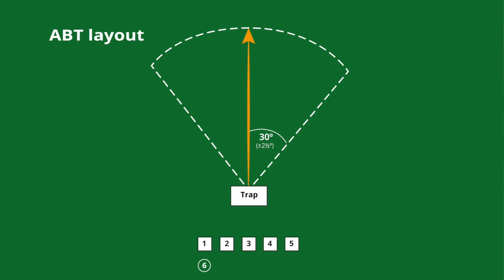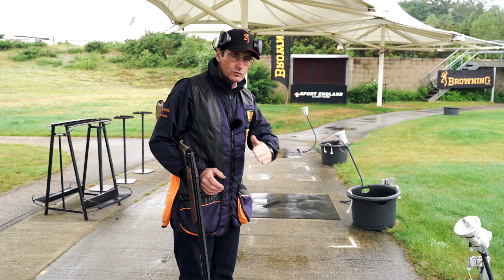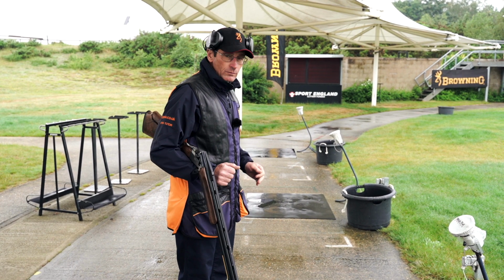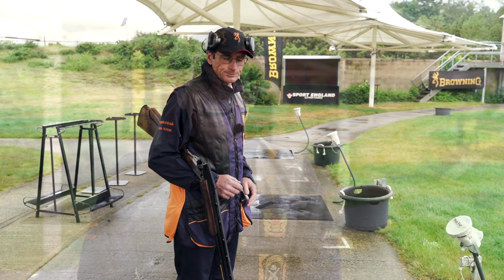A big difference between ABT and down the line is instead of the curved layout that down the line has, this has a straight layout. As you can see, the mats are laid out in a straight line, 3 to 3.3 metres apart and 1 metre square. Another difference between down the line and automatic ball trap is the squad size. ABT is shot with a maximum squad of 6 as opposed to down the line which had a 5.